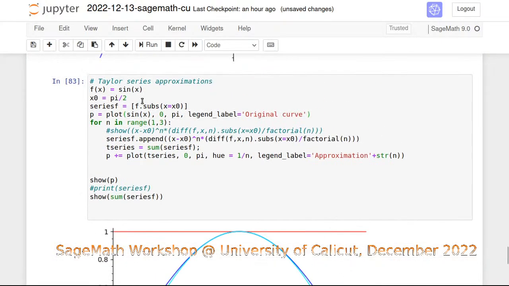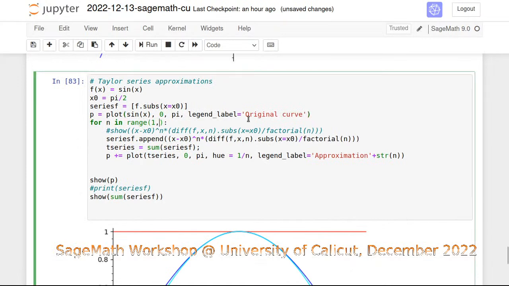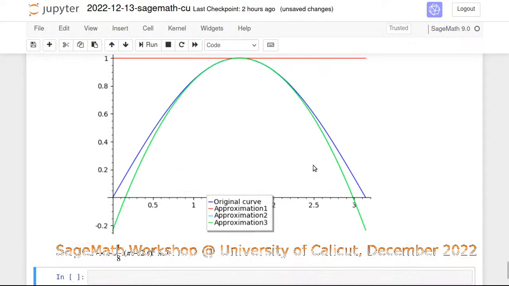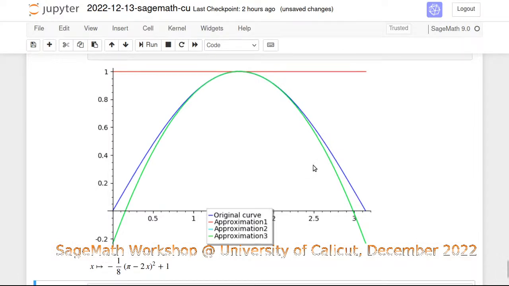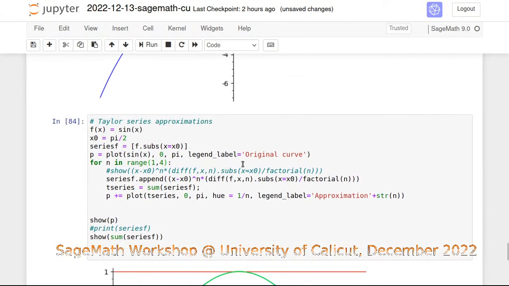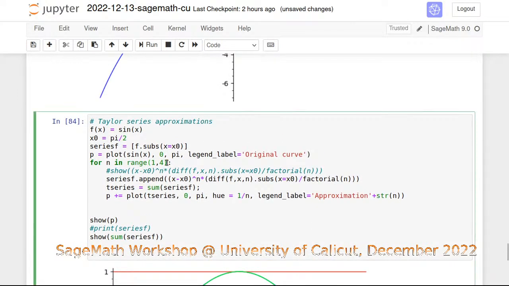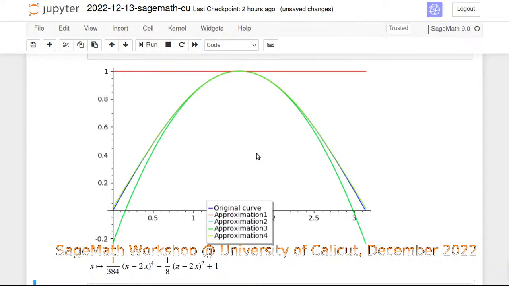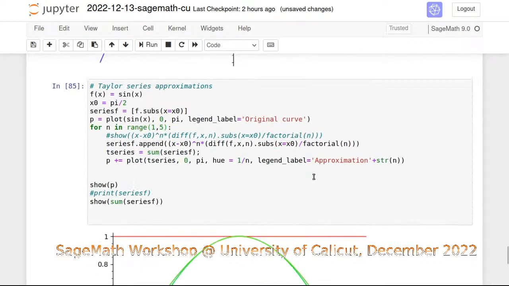And if you go for one more approximation, suppose we take 4, we will be getting one more approximation, which is the green one. But what happened in one of the approximations? I think it got merged inside another one. So if you try with 5, okay, the fifth one is almost close, right? You can see that the fifth one is almost on the sine curve.